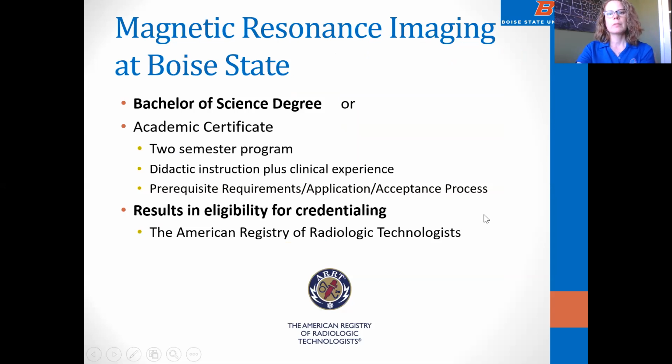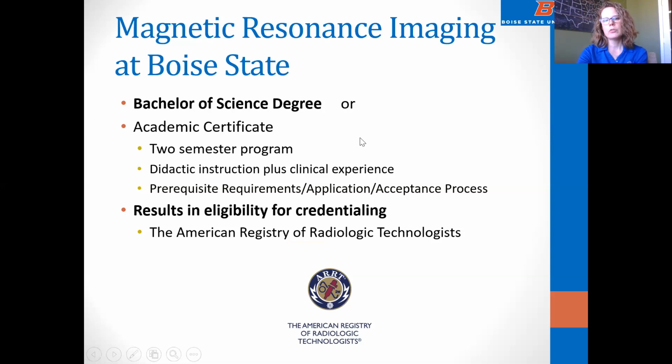And then the last academic program that we offer that is considered an advanced imaging modality at Boise State is magnetic resonance imaging, MRI. MRI is a 2-semester program. It also has the opportunity for students to complete the program as a baccalaureate degree, or it can also be an academic certificate like you've seen with the other advanced imaging modalities. It has the prerequisites as well. It does have an application and an acceptance process, and then students can sit for credentialing exams at the end.